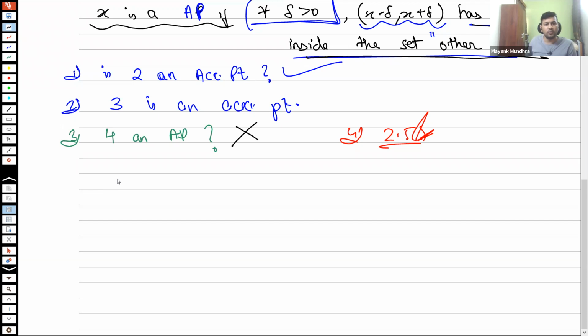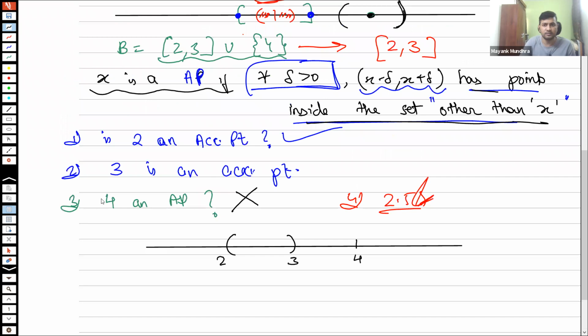Okay, now let me consider the set open (2, 3) union 4. Okay, so let me consider the set open (2, 3) union 4. My question is to Vijay. Again, this is the definition, Vijay. Okay, so my question again, question number 1: is 2 an accumulation point?